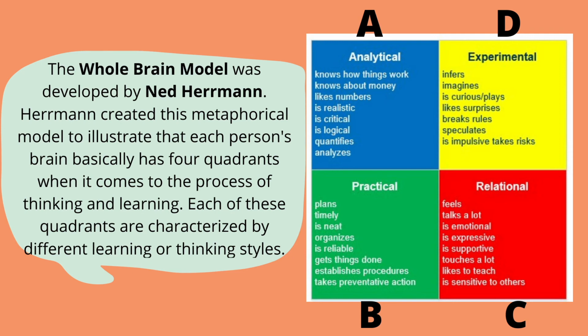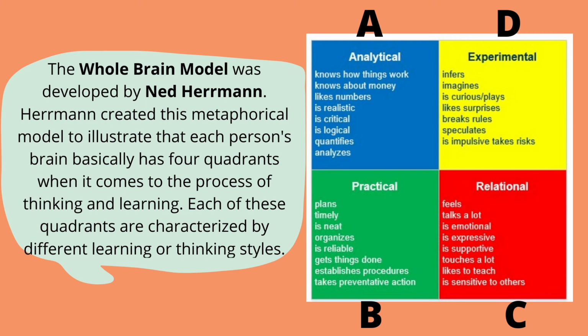Therefore, there is nothing good or bad about either preference. Both orientations can be equally successful in accomplishing a single task. However, one may be more appropriate over the other depending on the situation. As we can see on the presentation, the whole brain model was developed by Ned Herrmann. Herrmann created this metaphorical model to illustrate that each person's brain basically has 4 quadrants when it comes to the process of thinking and learning. Each of these quadrants is characterized by different learning or thinking styles.